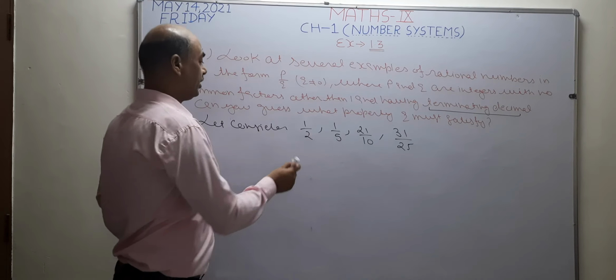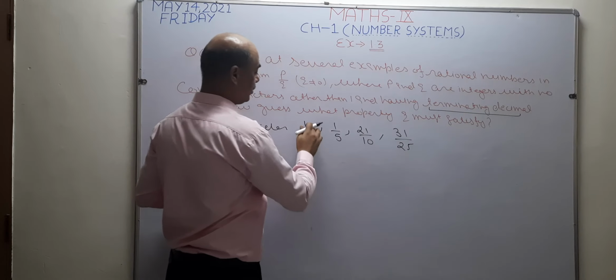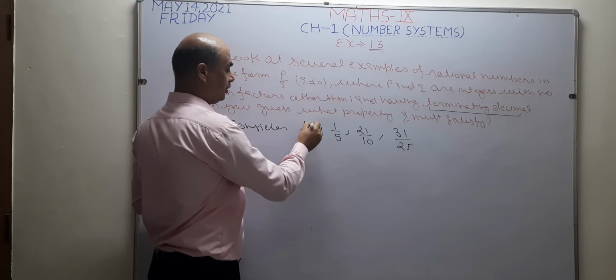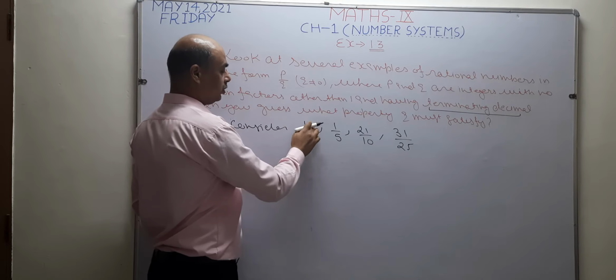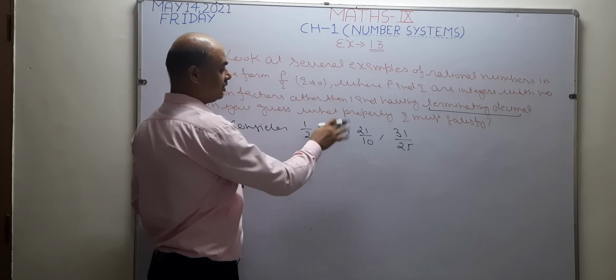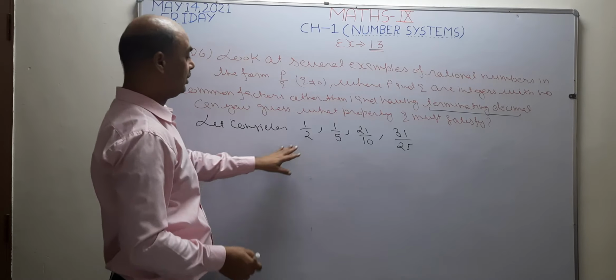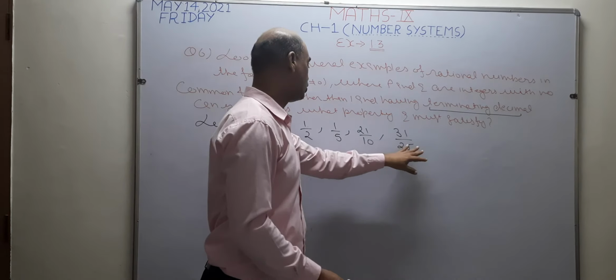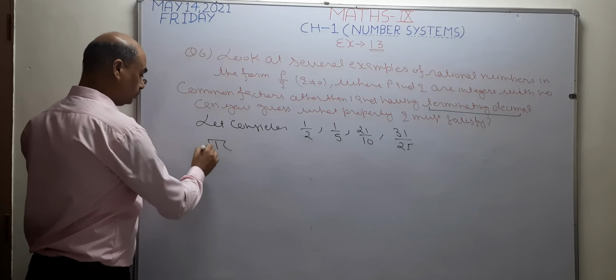It means in these numbers nothing is common other than 1, because 1 is common in everyone. See, 1 can be written as 1 into 1, and 2 can be written as 1 into 2, so 1 is common between every number because 1 is a factor of every number. Now I want to check the decimal representation of all 4 numbers. I want to divide 1 by 2.